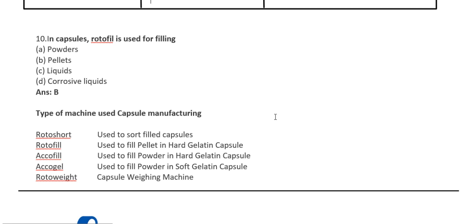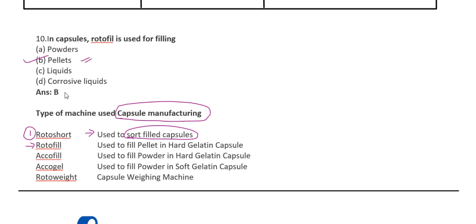In capsules, rotofill is used to fill. We have different options here. The right answer, as you can see, is the pellets. Okay, it is used to fill the pellets. There are different machines which are used in capsule manufacturing. First one is rotor shot. Rotor shot is used for the sorting of filled capsules. Next, rotofill, that was the question. Okay, this is used to fill the pellets in hard gelatin capsules.